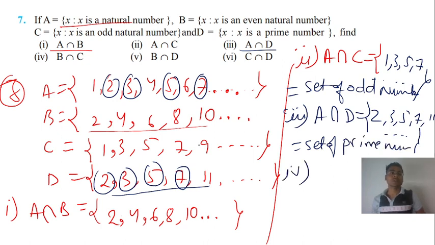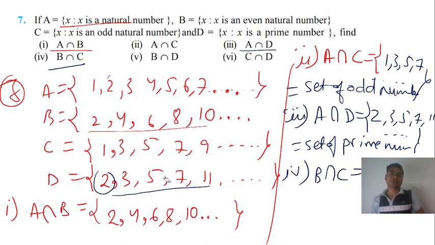Coming to part 4. Part 4 is saying B intersection C. If you try to find the common elements between B and C, what will you get? Tell me. B and C actually have no elements in common, because here you will not find 2, and here you will not find 5.